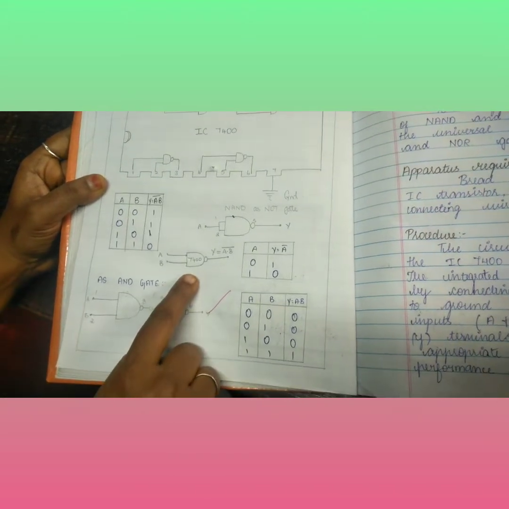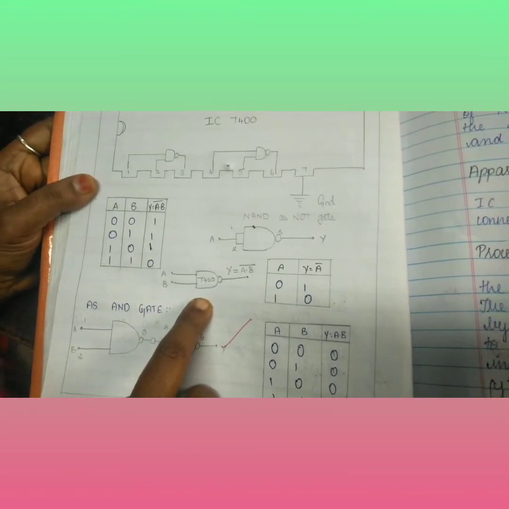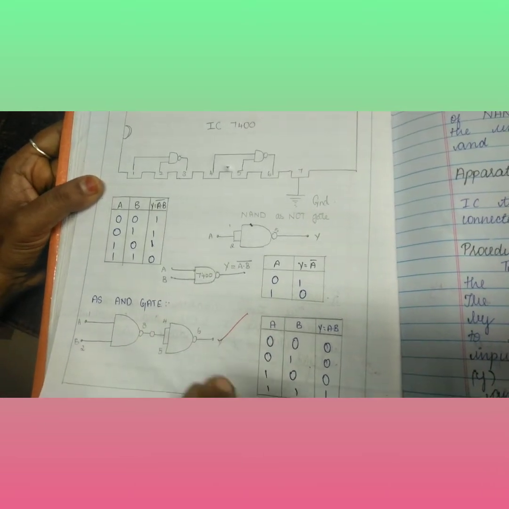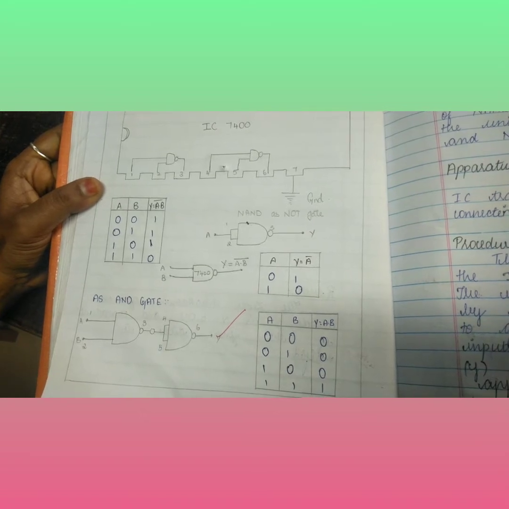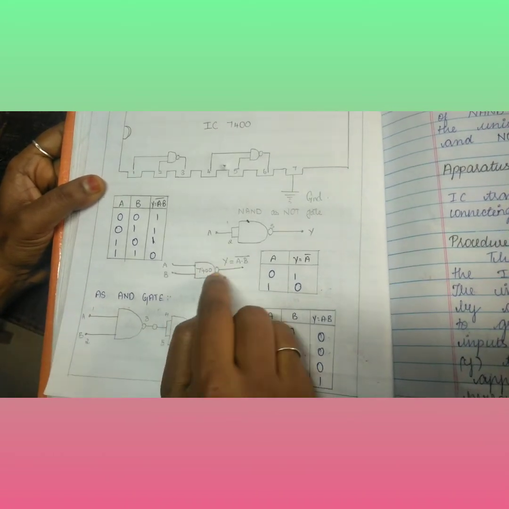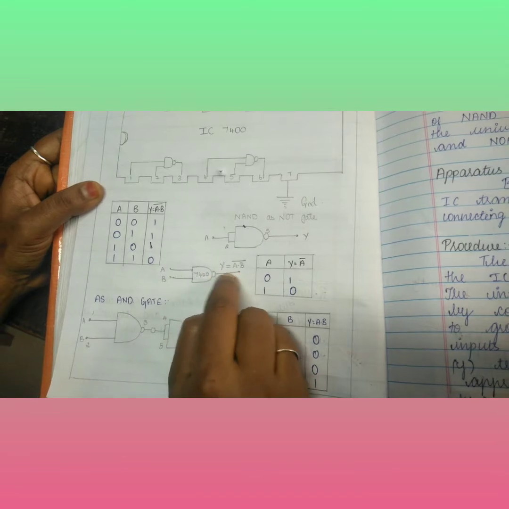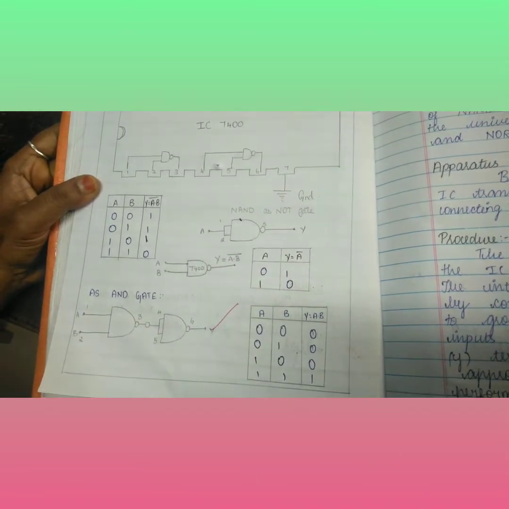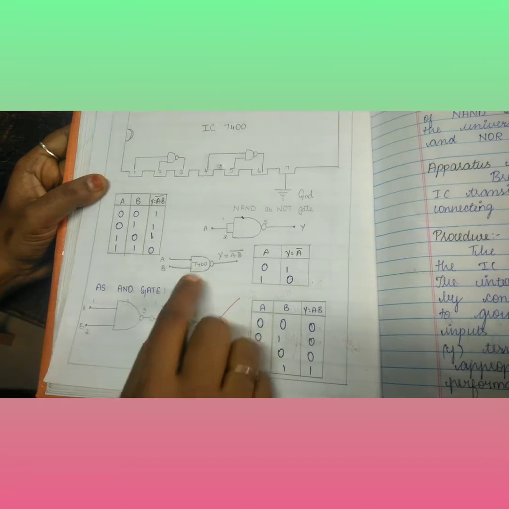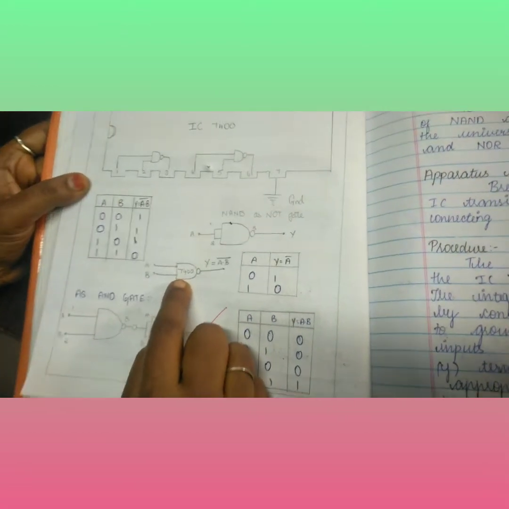So this is the logical symbol for NAND gate. If you take an AND gate and put the bubble shape, it will act as a NAND gate. So take an AND gate, and you must put this bubble shape. That bubble shape indicates that this acts as an inverter. So that is the function indicated by this bubble. Here IC 7400 acts as a NAND gate.